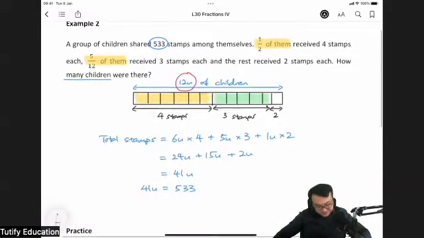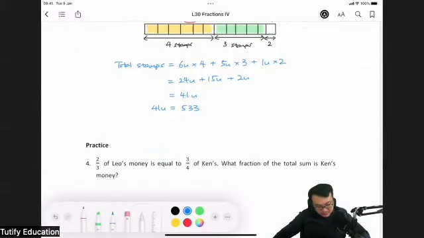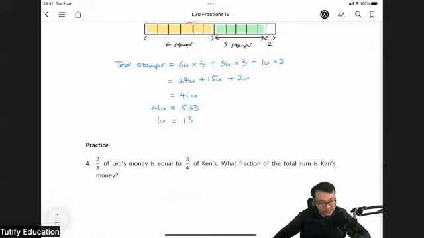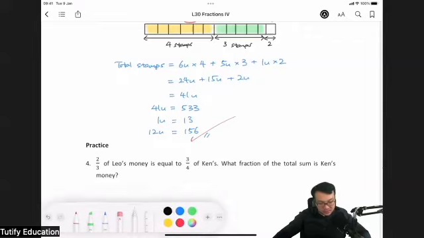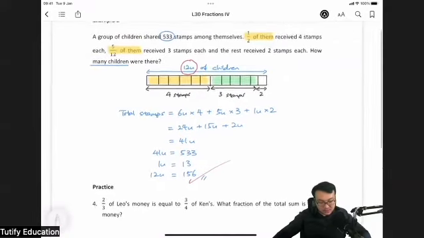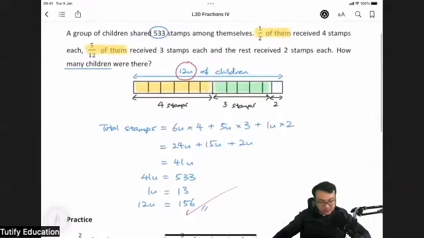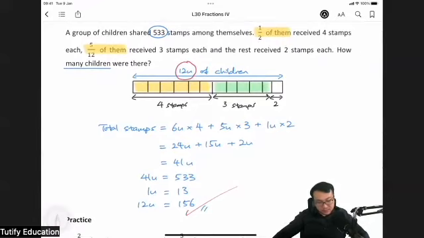So, students, 1 unit is 533 divided by 41. It gives us 13. Therefore, if you want to find the total number of children, which is 12 units of children, you need to take 12 times 13, which will give us 156 children altogether. So, students, any of you have any questions with this model?